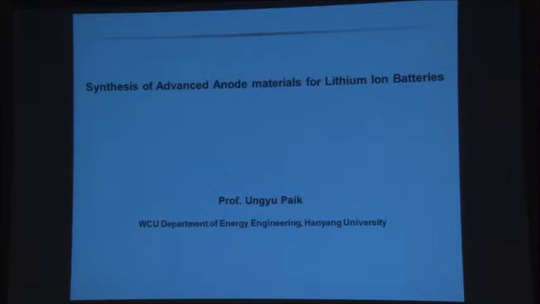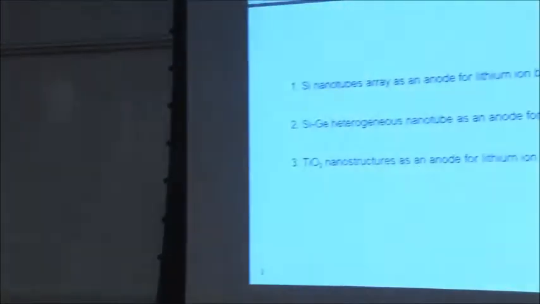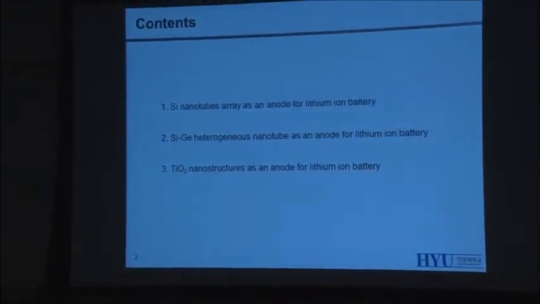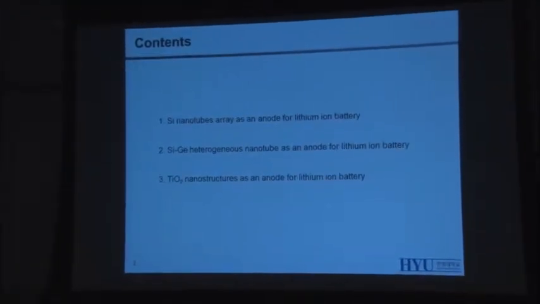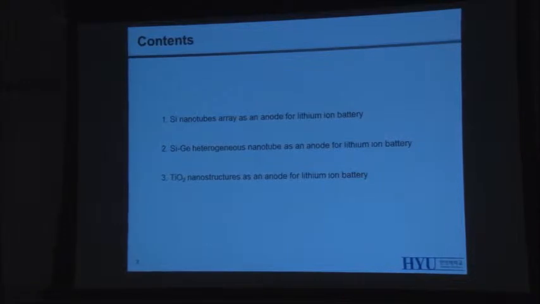Okay, this afternoon, I'll mainly talk about how we design one-dimensional nanostructure materials, and how we manipulate these one-dimensional nanostructure materials for the application of lithium-ion batteries. I'll be presenting three parts. The first part is silicon, the second part is silicon germanium, and the third part is titanium.